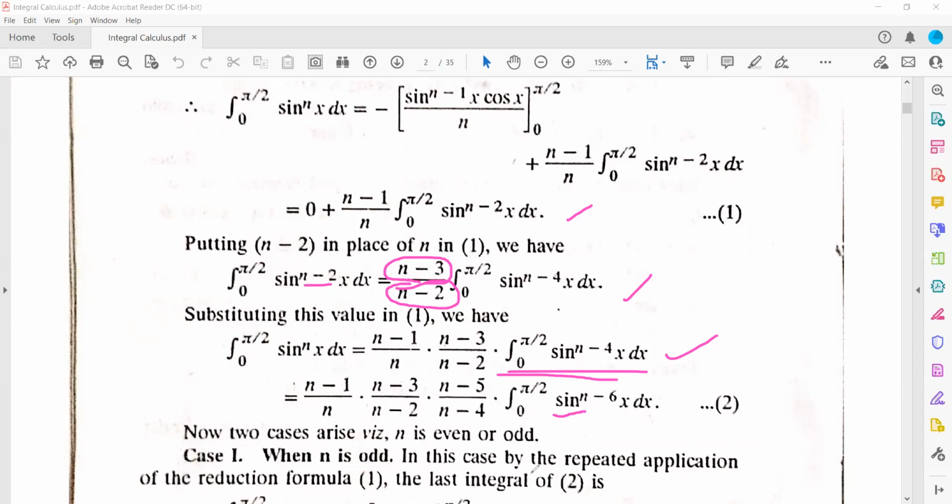Okay, so we'll discuss the two cases. One is when n is even, and another is when n is odd. So the first case I'm considering is when n is odd. The first case we'll discuss is n is odd.